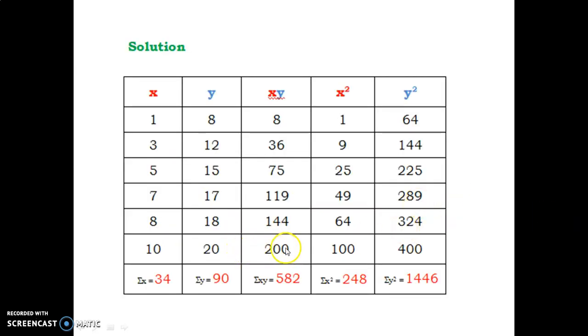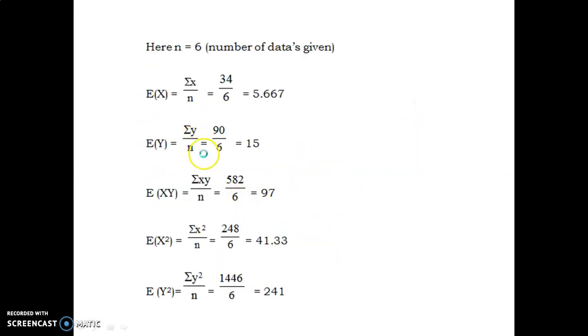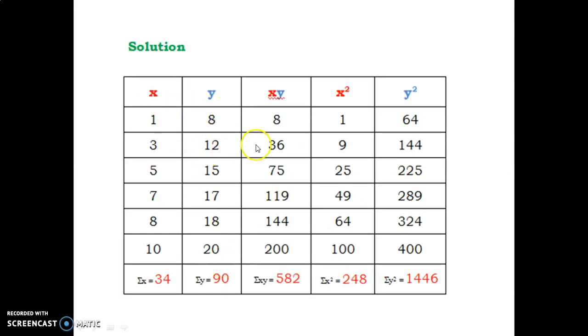Before using the formula, we have to form the table. The values of x and y which are given in the problem are mentioned here. Then we have to find xy, that is the product of x and y. So multiply 1 into 8, 8; 3 into 12, 36. So we multiply the values of x and y and we get the values of xy. Then you have to find x square and y square.